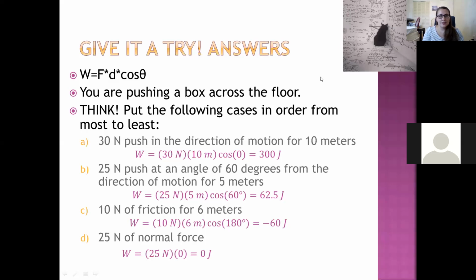Terajoules? No, I did not say terajoules. Terajoules would be insane. Yeah, that would be a lot. We're just dealing with regular joules here. We have kilojoules in an example coming up, but we'll get there.